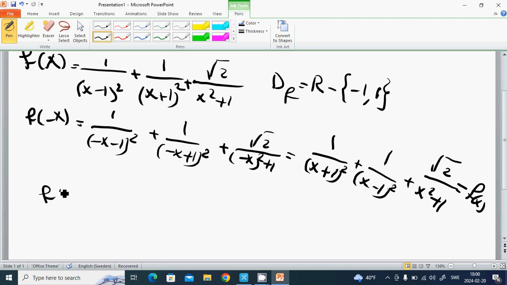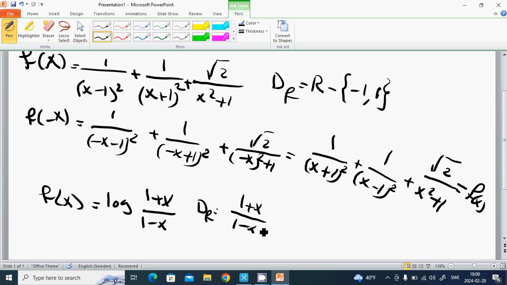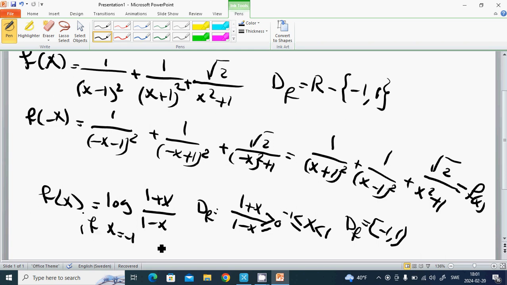Another example is f of x equals log of (1 plus x) divided by (1 minus x). For Df we have (1 plus x) divided by (1 minus x) greater than 0, which gives us x bigger than minus 1 and less than 1, and Df is (minus 1, 1). If x is minus 1, then minus x is 1, which does not belong to Df, which means that f is not even.